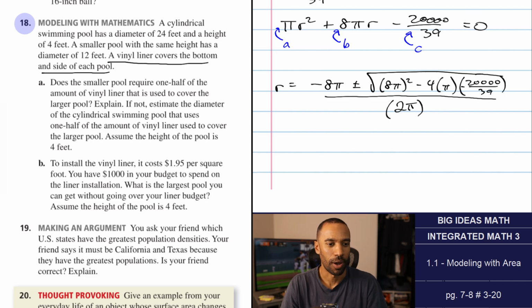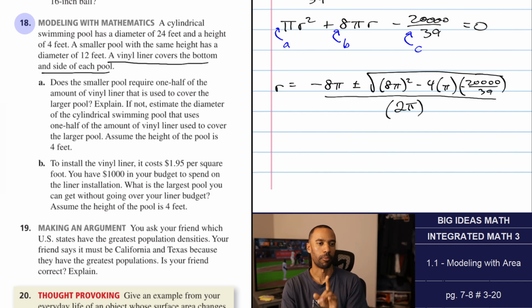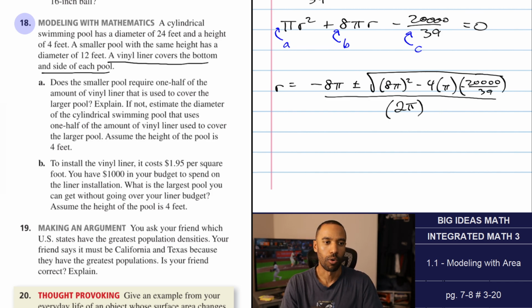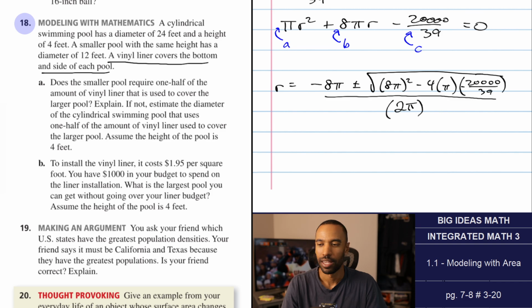So I'm going to get negative 8 pi. Now, the whole plus or minus aspect, I'm only going to use the plus. There won't be a minus version here that would give me a positive number. So I'm just going to do plus, not plus or minus. The square root of 8 pi squared, which I know should be 64 pi, but that's okay. I'm just going to type it in exactly as this looks, and you'll see what this looks like afterward.